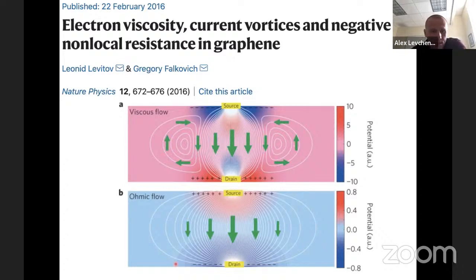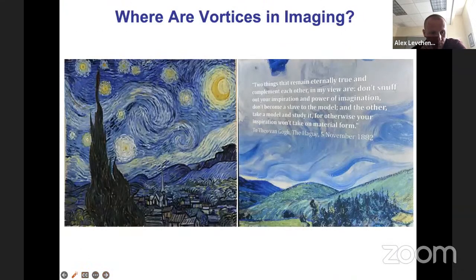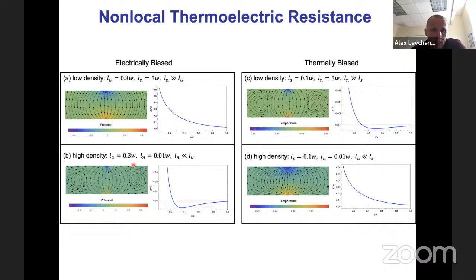vanishing resistance. We looked at this as a function of density with my student. Let me skip to that. There is a very big difference between electrical bias and thermal bias. And I think that these distinctions also make it possible to measure these vortical flows not only in the electrical domain, but also in the thermal domain, meaning through imaging of heat distribution across the sample.